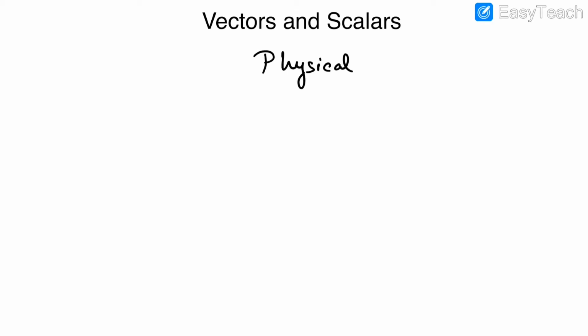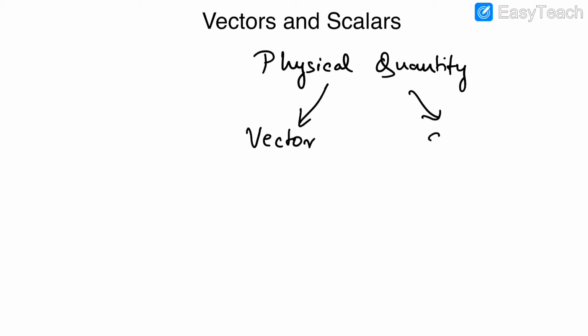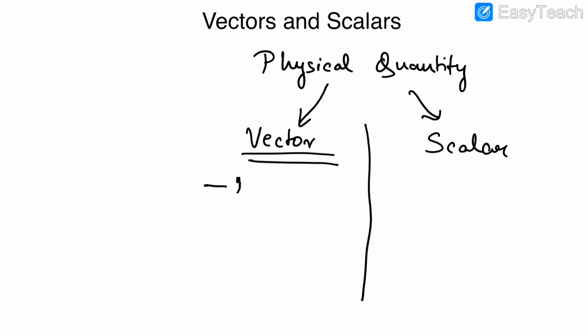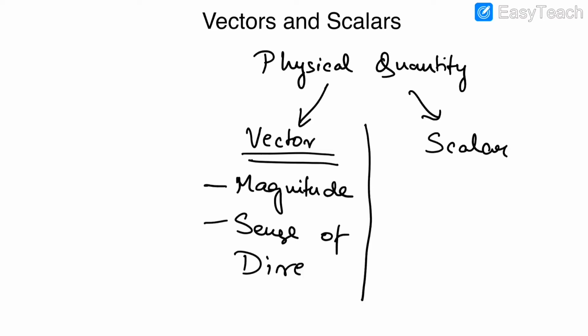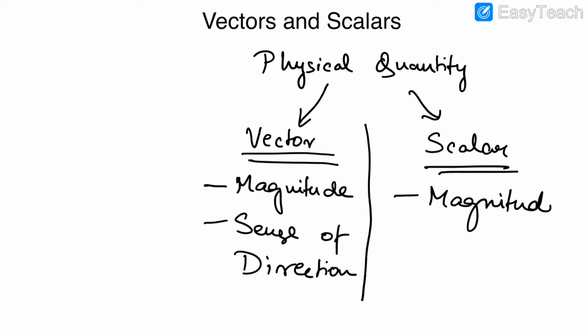I've already learned that physical quantities are of two types, vector and scalar. If someone asks you what the basic difference between these two is, a vector has the property of both magnitude and a sense of direction, whereas a scalar has only magnitude. It has no directional sense.